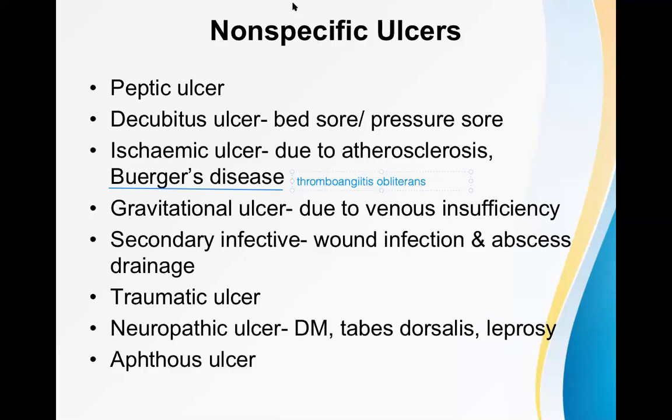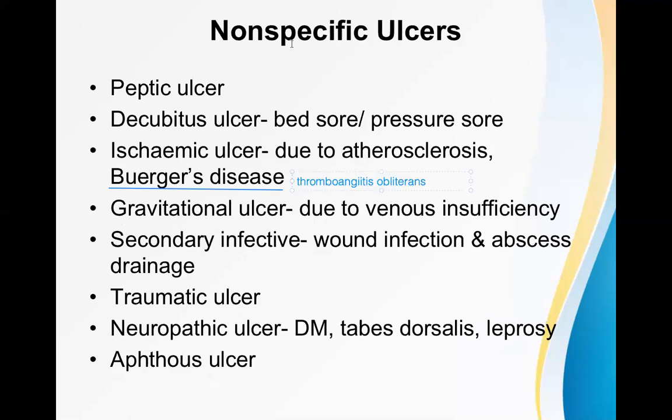Thromboangiitis obliterans. It is very common in young smokers, more common in males who smoke heavily. And one of the very important manifestations is gangrene. But gangrene occurs when there is a complete stoppage of the blood circulation. If it is not that complete, if some amount of blood is still flowing in a chronic type of ischemia, ulceration is quite common.